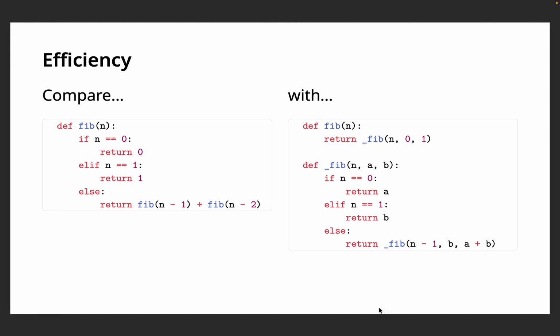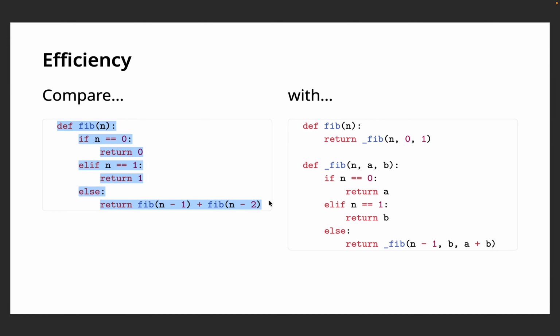To motivate efficiency, let's first have these two functions over here. So what are these two functions? The one on the left is a function for computing the Fibonacci numbers. And actually, the one on the right is also the same function. It computes the Fibonacci numbers.